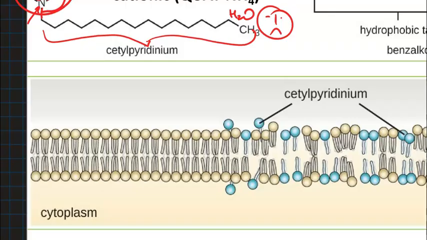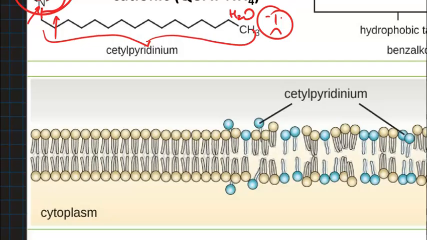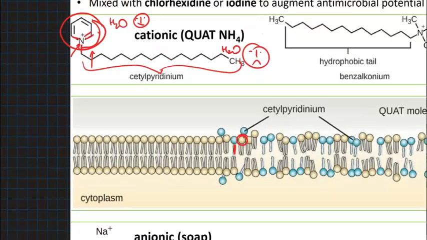Now, this guy, acetylpyridinium, is positive. So positive head of acetylpyridinium binds to the negative phosphates, then the hydrophobic tail gets immersed into the hydrophobic part of the membrane, disrupts it, the membrane is disrupted, cell lysis. That makes sense? So this is truly antibacterial chemical.